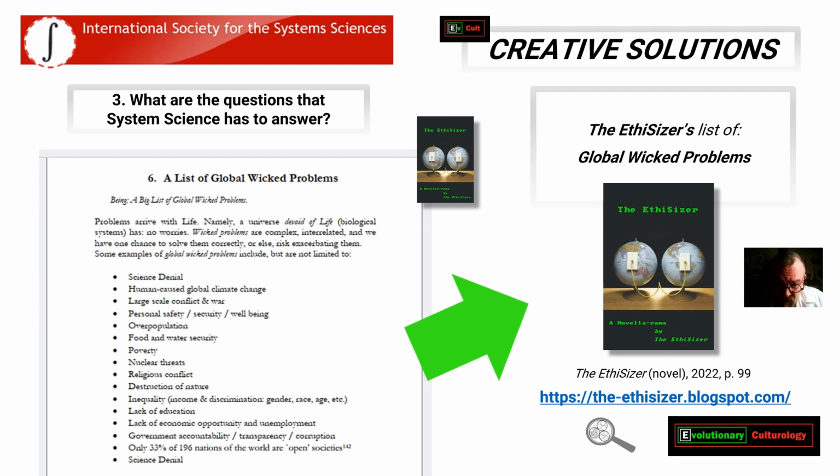So there we go. Chapter 6, a list of global wicked problems. Some of them include science denial, human-caused global climate change, large-scale conflict and war, food and water security, poverty, religious conflicts, nuclear threats, threats from AI, biotech, etc. So these are problems that system science can solve, and Ev Cult too, obviously.